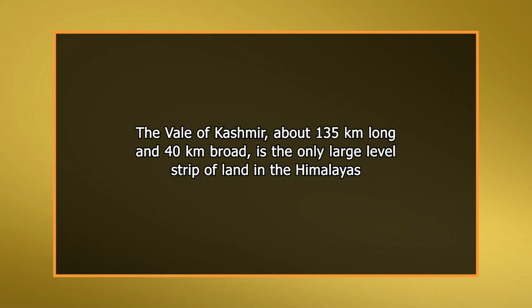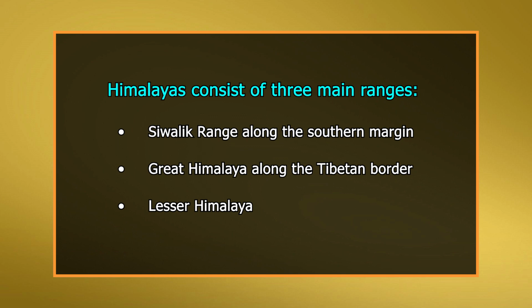Uplift of the Himalayas at irregular intervals has helped rejuvenate the rivers. The Vale of Kashmir, about 135 km long and 40 km broad, is the only large-level strip of land in the Himalayas. In general, the Himalayas consist of three main ranges: the Shivalik range along the southern margin, the Great Himalaya along the Tibetan border, and in between these two is the Lesser Himalaya. Additionally, there is a range in the east known as the Eastern Highlands.